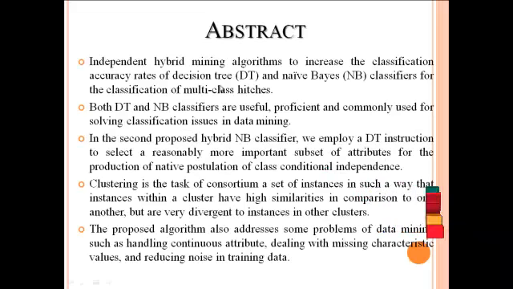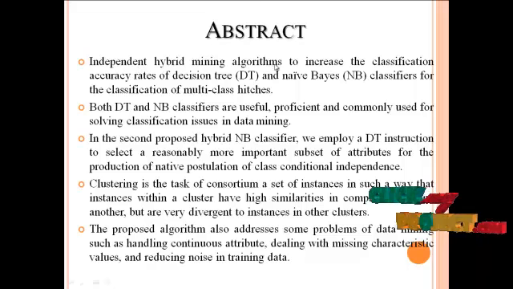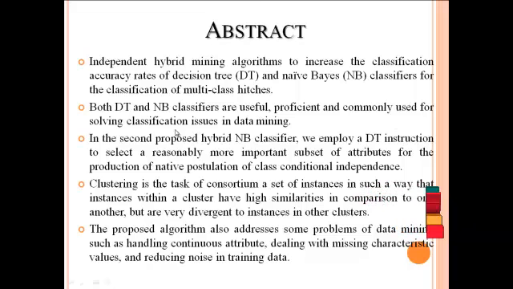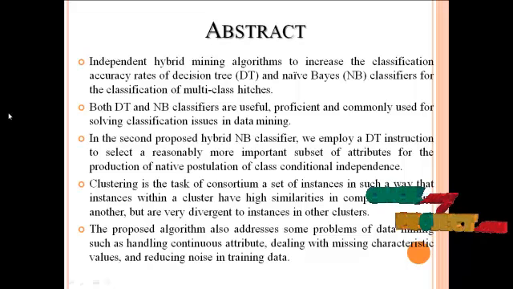In this concept, we have to mine a hybrid algorithm to increase the classification accuracy rate of the decision tree and naive-Bayes classifier for the classification of multi-class problems. We have to identify the decision tree and naive-Bayes classifier using the weather dataset or the Soya dataset. In this classification, we have to classify each parent node and child node, and it is useful for proficiency and commonly used for solving classification issues in data mining.